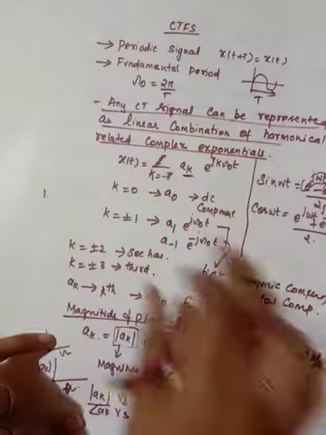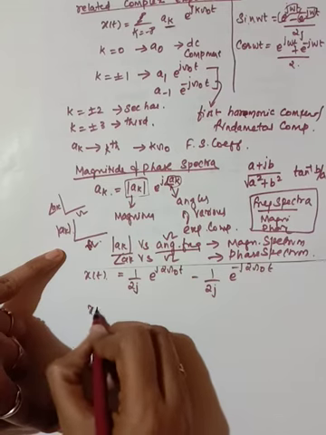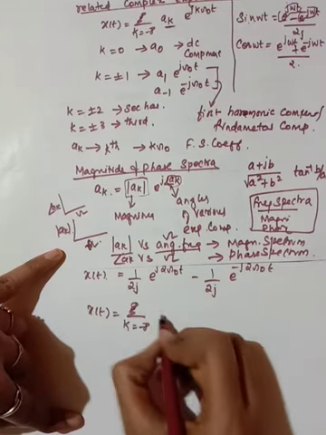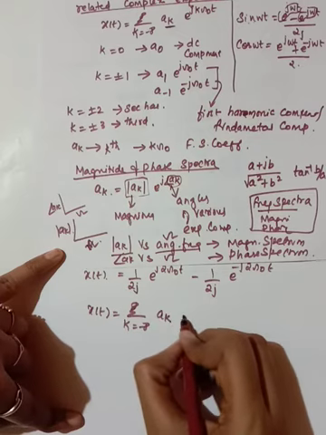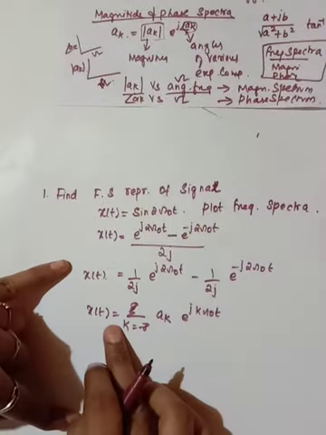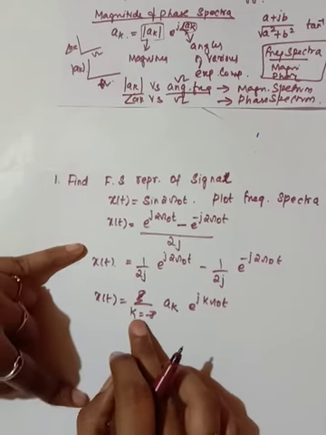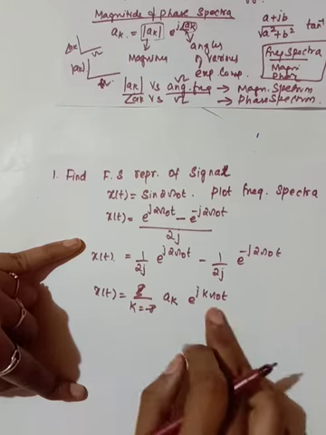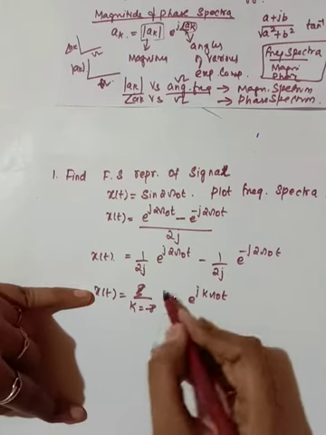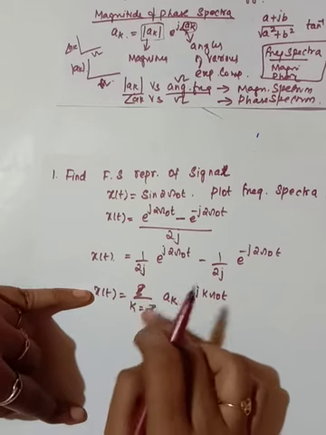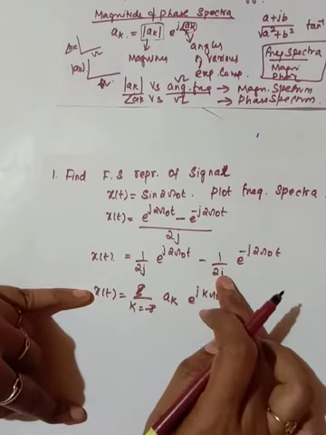Now consider this equation. What is the equation? x(t) equals the summation from k equals minus infinity to infinity of a_k e^(jkω₀t). That is, any continuous time signal we are going to represent as a linear combination of harmonically related complex exponentials. Now compare these two equations. Here so many summation terms are there, but here only two terms are there.